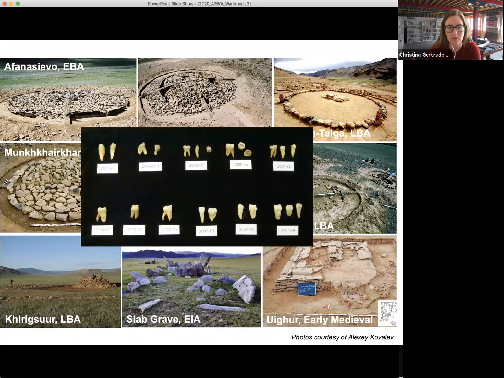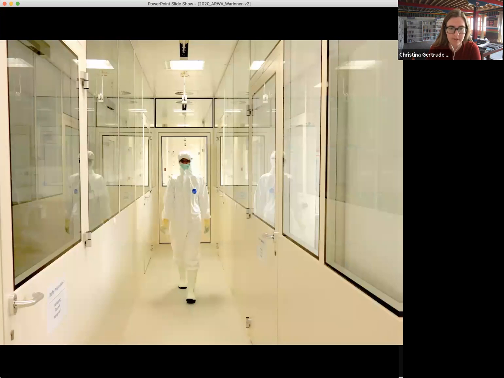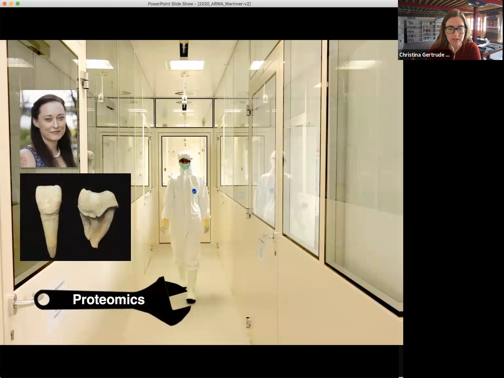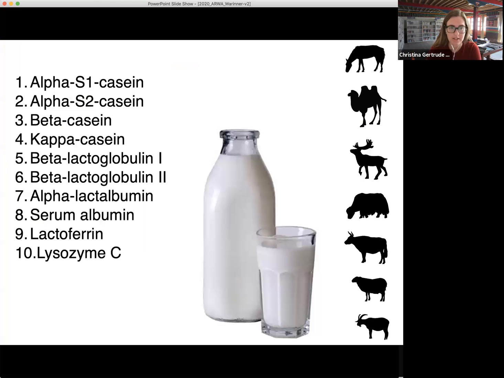We looked at a number of different groups, different mortuary types, and different time periods and locations. And we analyzed teeth, both the teeth for the human DNA and also for dental calculus. And we extracted DNA and proteins from both of those and processed those samples in our lab. And we used the tools of both proteomics and genomics to better understand this history.